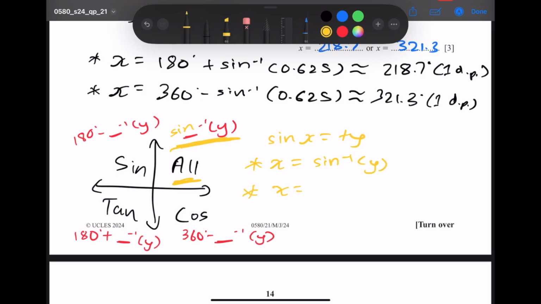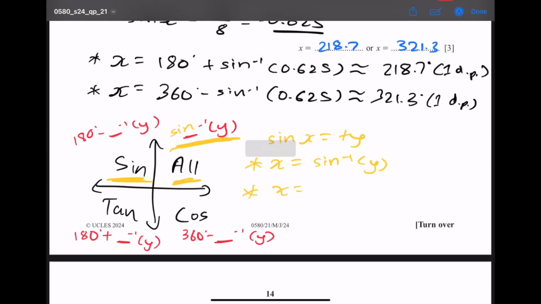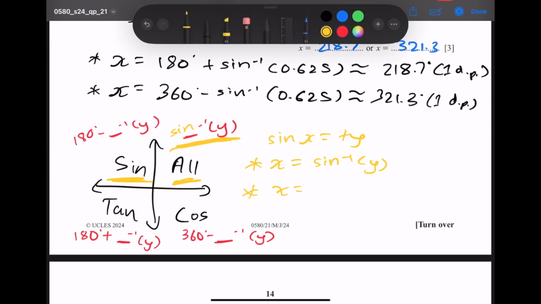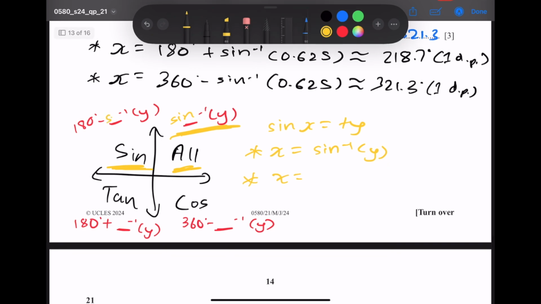And the second one, x is equal to the region where there's sine. Since in the region where there's all and where there's sine, this accounts for positive sine values. So we sub in sin for this gap over here, 180 minus sin⁻¹ y. So we use these two rules, sin⁻¹ y and 180 minus sin⁻¹ y, in the regions where there's all and sine. "All" basically means sine, cos, and tan are all positive, and for the sine region, we use the rule for sine positive values.